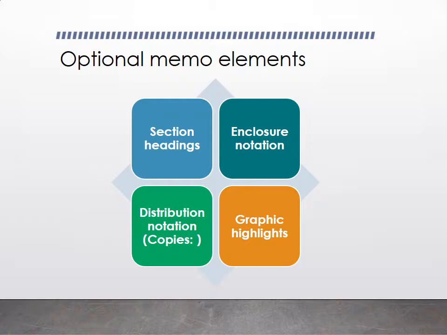Enclosure notations are used when your memo is conveying another document. Distribution notations are like the copy line in a letter or a CC line in an email when your document's going to multiple audiences. And some memos might use graphic highlights if it's relevant, although as I say, that is definitely optional and probably isn't going to be relevant for anything you might create for this class.